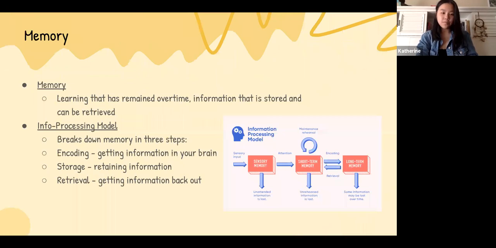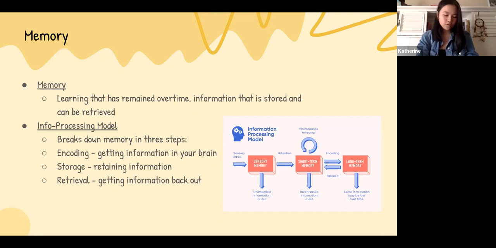So first of all, memory. Memory is learning that has remained over time and information that is stored and can be retrieved. And memory can be broken down into three steps, called the info processing model. First, we have encoding, which is getting information into your brain. After getting that information into your brain, you start to retain it, which is storage. And then anytime you need to use the information, that is called retrieval.